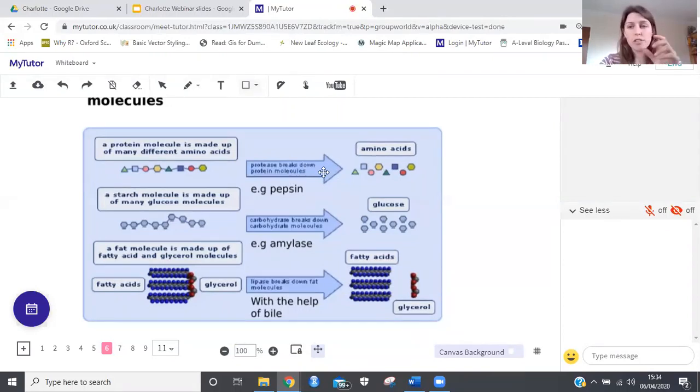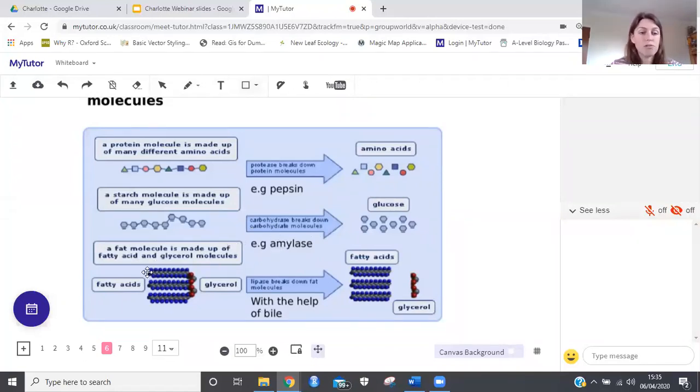Enzymes quite often have the suffix -ase at the end of them, so it's a good way of remembering some of the names. Protease breaks down protein molecules into amino acids. An example of a protease enzyme is pepsin. Here's the starch molecule. Starch is a carbohydrate molecule made up of lots of different glucose molecules. In order to break that starch molecule down into individual glucose molecules, we use a carbohydrase enzyme. An example of a carbohydrase enzyme is amylase.